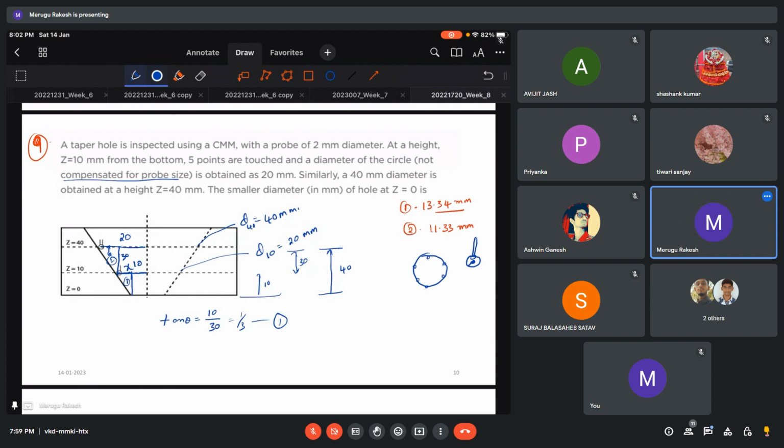So this is 1 by 3 you got. Similarly, if you take the other triangle, you got 3.33. So the total height will be 20 minus 2 times that. How much are you getting?